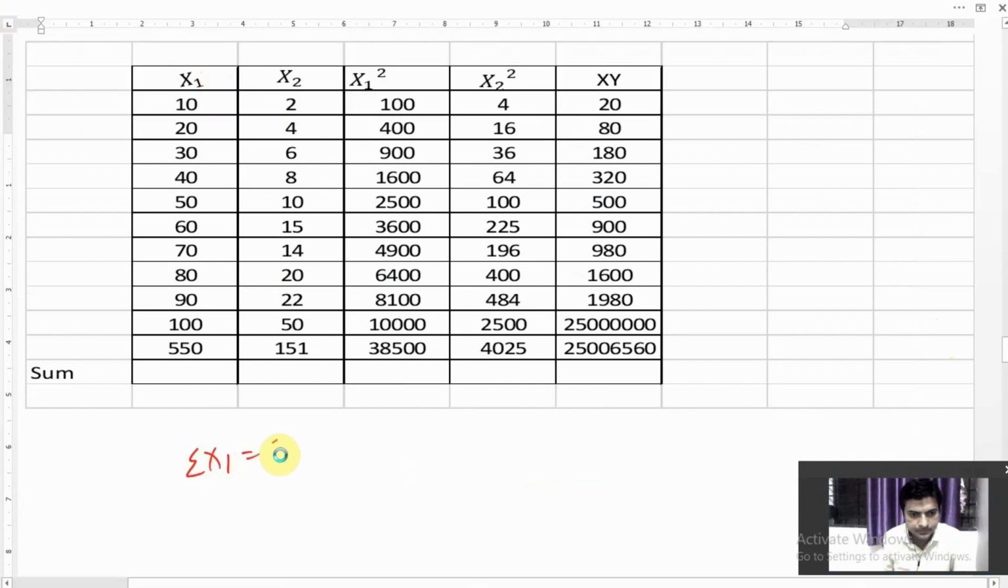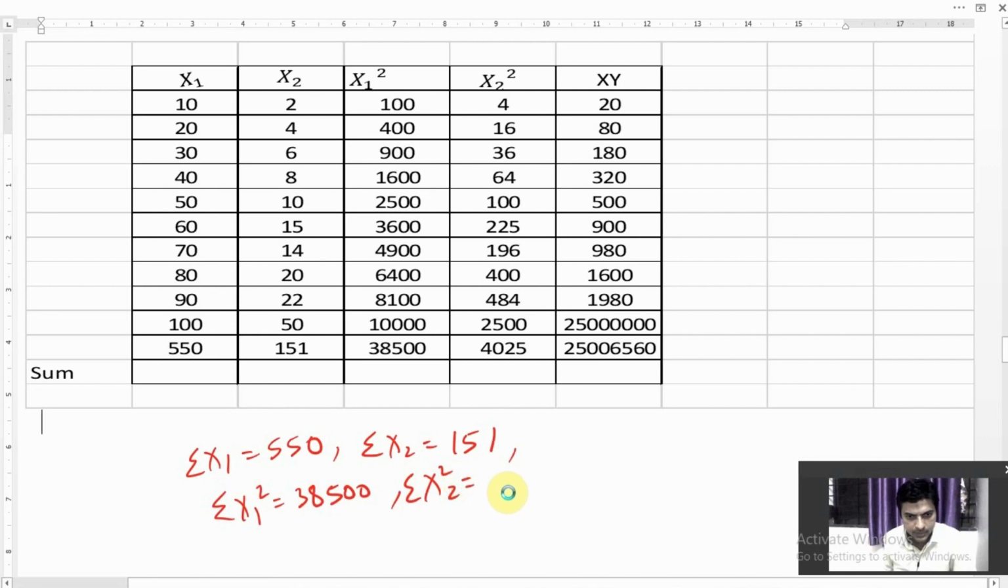Summation x1 is 550, summation x2 is 151, then summation x1 square is 38,500, and summation x2 square is 4,025, and summation x into y. Done correctly. They made a mistake.